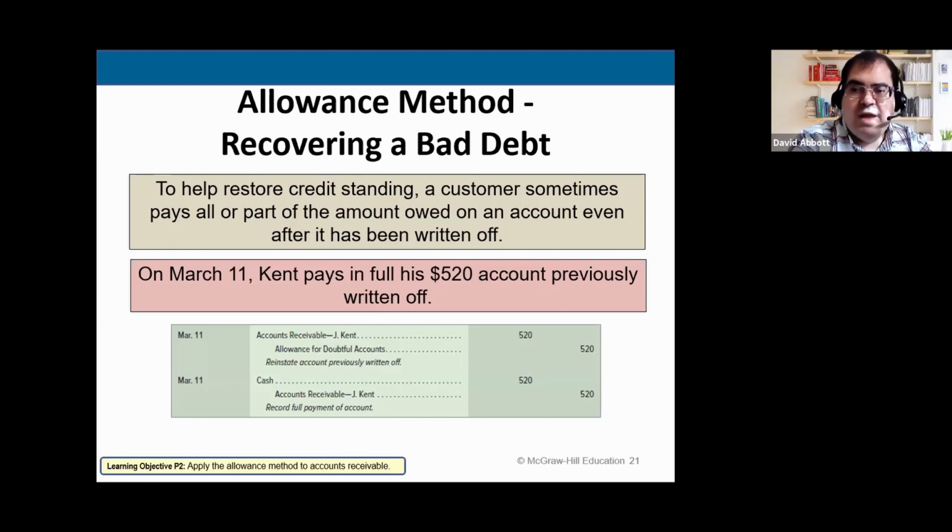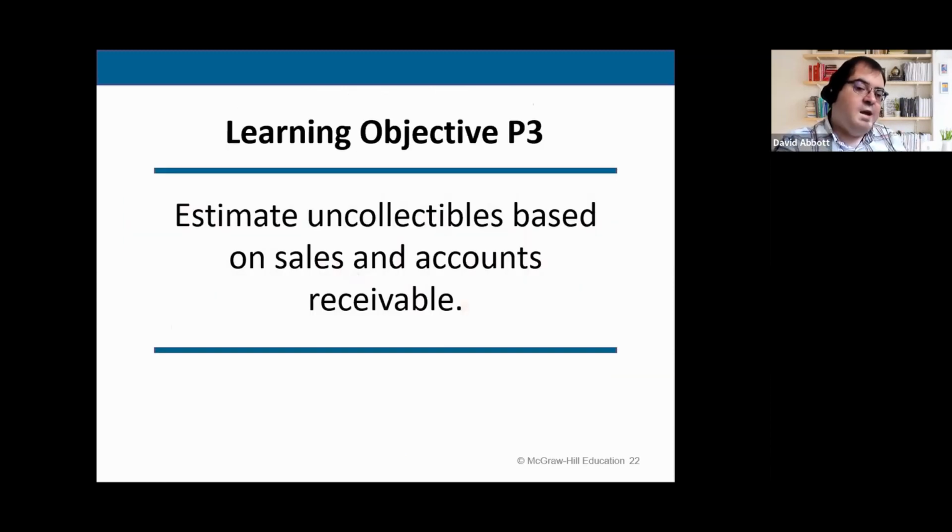So we would have a debit for the accounts receivable J. Kent of $520, credit the allowance for doubtful accounts, basically undoing what we did when we wrote it off. Then we would debit cash $520 because we're receiving cash. We will then go ahead and credit the accounts receivable J. Kent in order to reduce the amount that he owed. And we'll talk now about how exactly we go about estimating uncollectibles based on sales and accounts receivable.